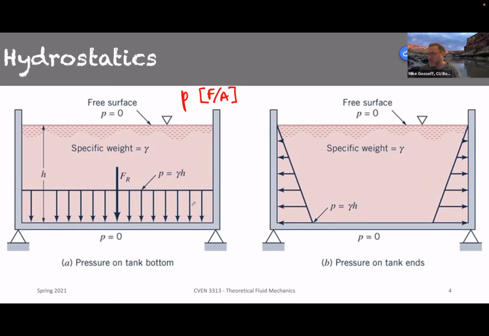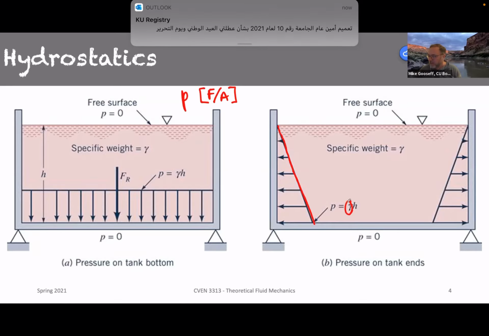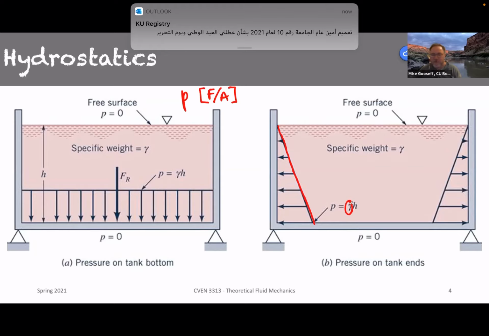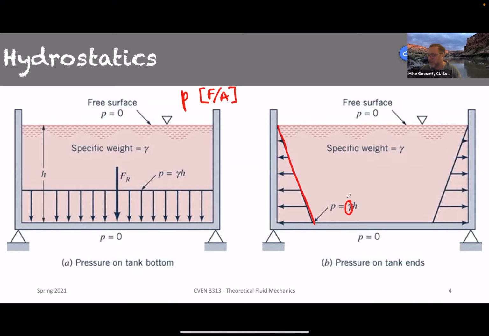All right. So for a single fluid, we would have a single slope here that is controlled by gamma of the fluid. And the pressure at the bottom then is proportional to the depth of the fluid above that point. Okay. And that's true for all points through depth.